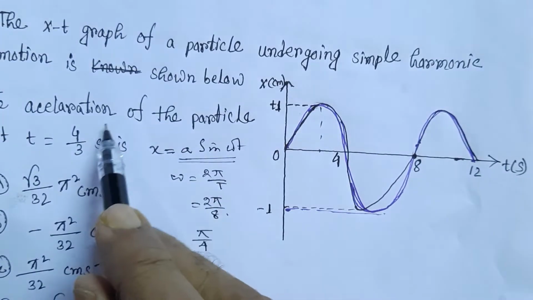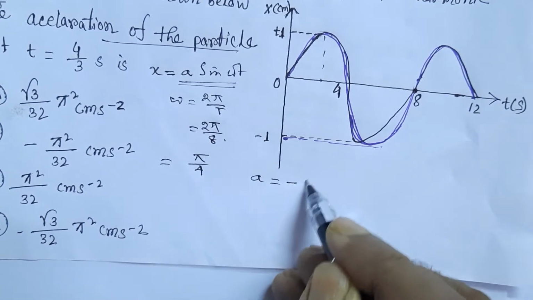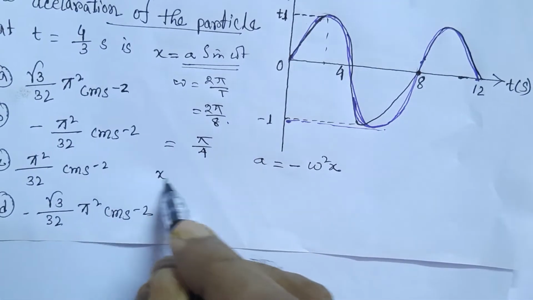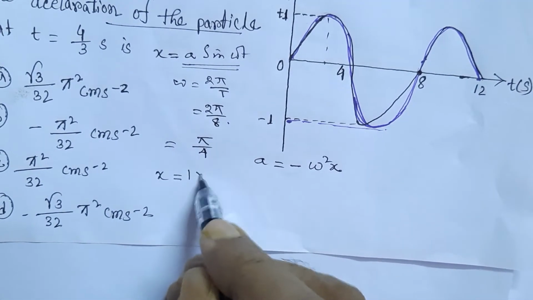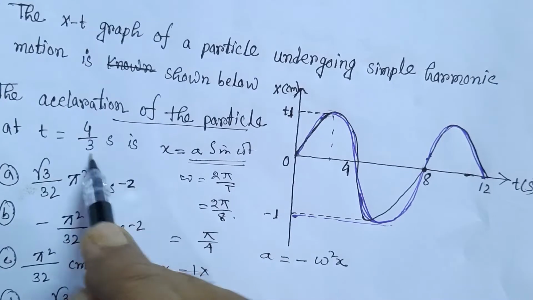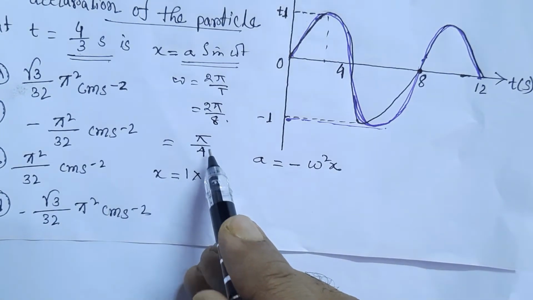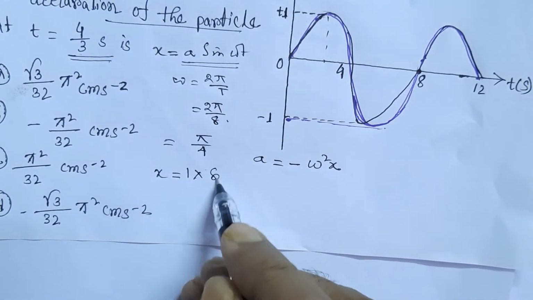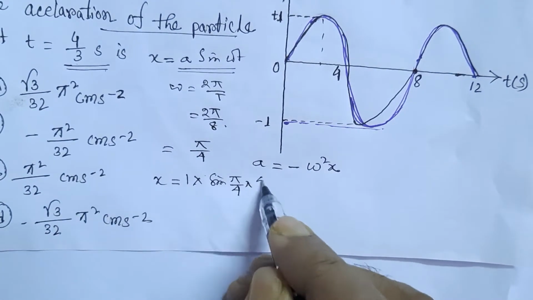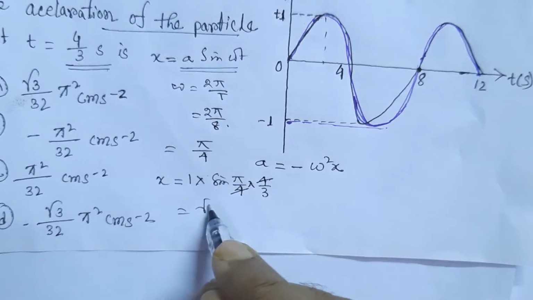Now, what to calculate? Acceleration of the particle. Acceleration a equals, we know, minus omega square x, and x equals a sine omega t. So x equals 1 sine omega t, at which time t equals 4/3 second. Omega is pi by 4. So this is sine of pi by 4 into 4/3, that is sine pi by 3.